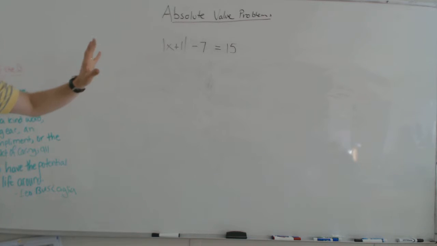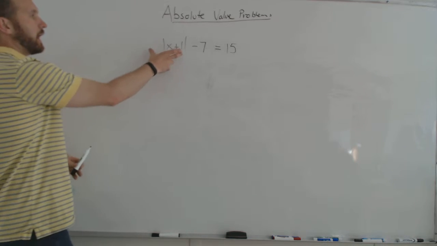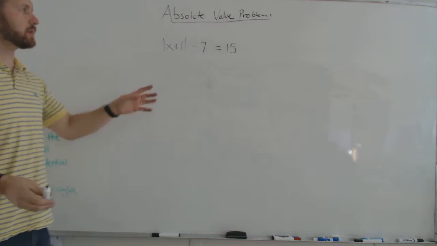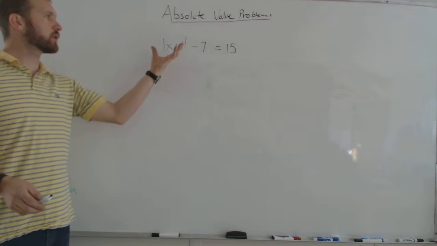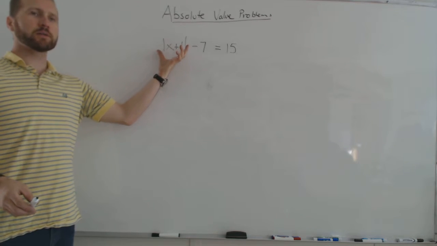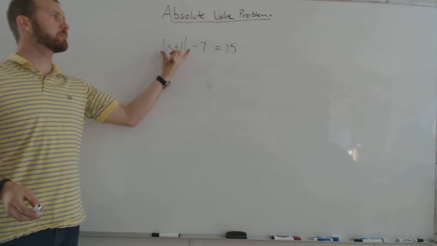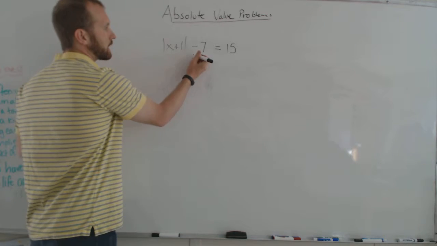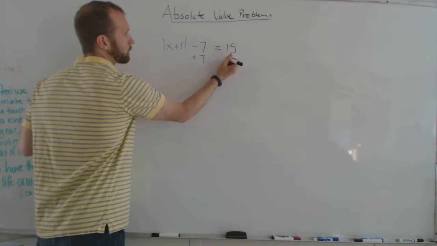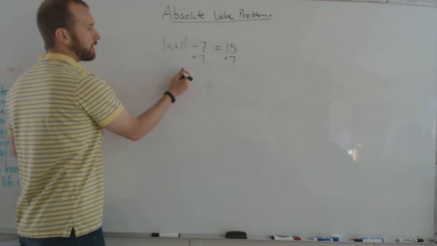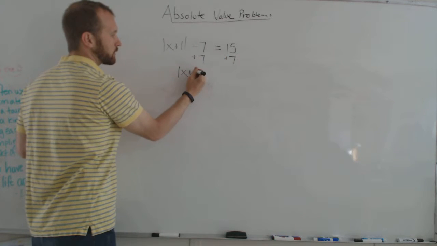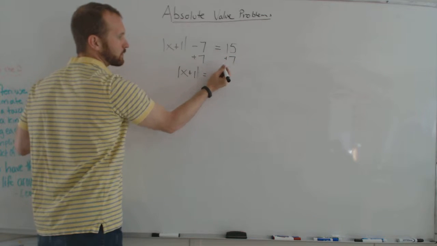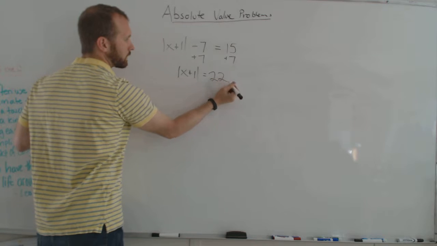The first step is to get the absolute value, that whole thing, alone. So just like we try to isolate x, here we're trying to isolate our absolute value. So how do we get this alone? Right now we have this minus 7. You add 7? Yeah, the first step here is to add 7. Now I have just the absolute value of x plus 1 alone on this side. And on the other side I have 15 plus 7, which is 22.